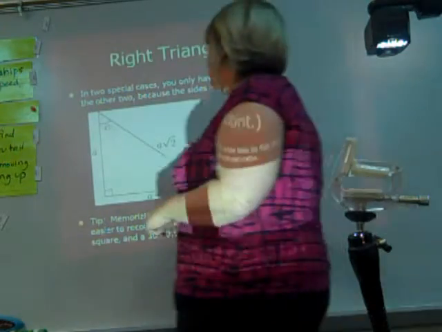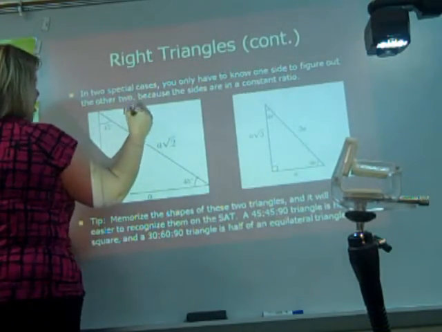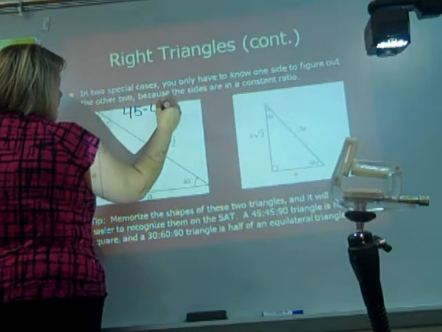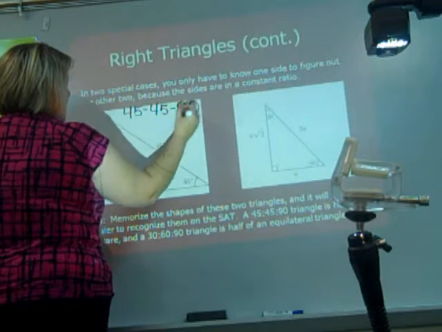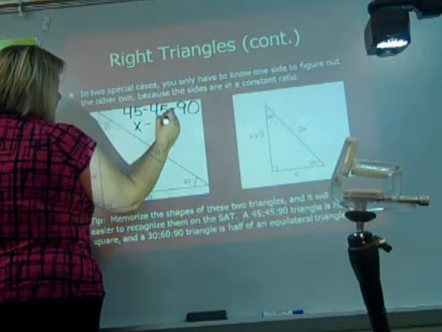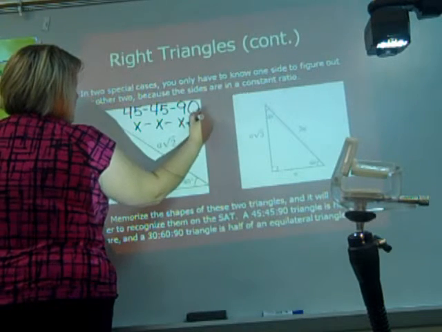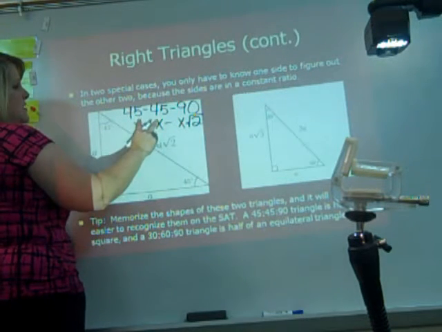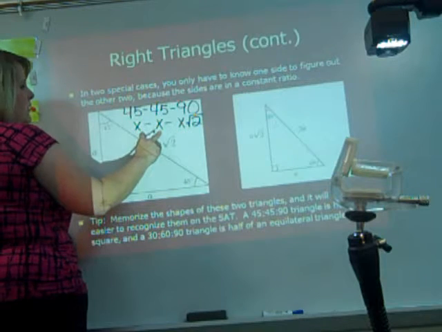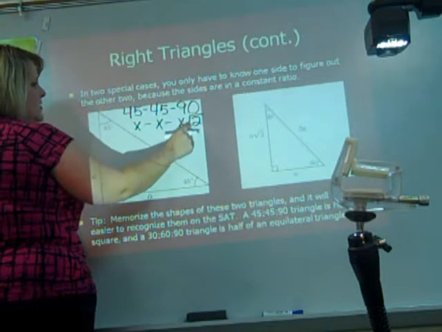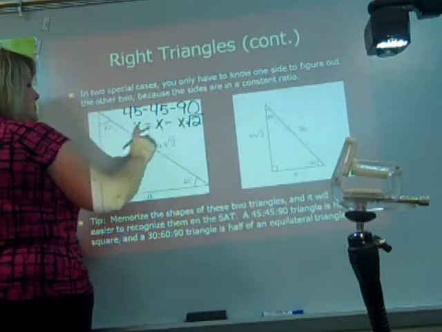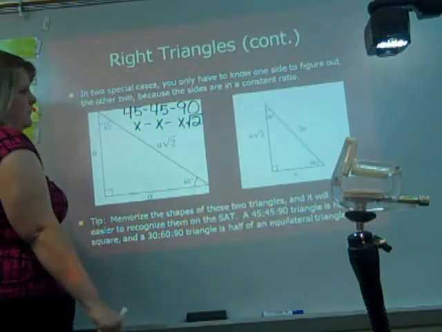The way to remember this is in a 45, 45, 90 triangle, the sides are x, x, and x square root of 2. So you've got 2 equal sides that are across from your 2 equal angles, and then your hypotenuse, which is across from your right angle, is one of those sides times the square root of 2.